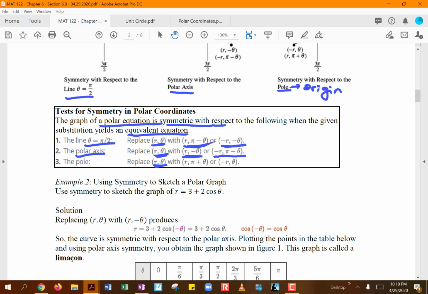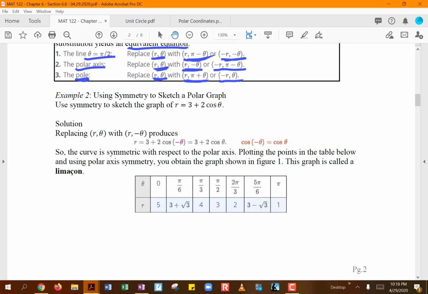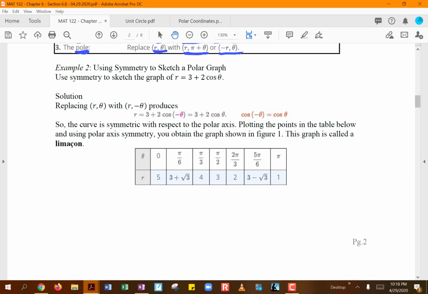And if we replace the original r and theta with r and pi plus theta, or negative r and theta, and you get the equivalent as the original, you can say your symmetry is with respect to the pole or the origin. So you would have to do this check, and sometimes you may actually have to do all 3 checks for symmetry to see if our function can have just one of these, 2 of these, or all 3 of these in the same function, and it is possible.